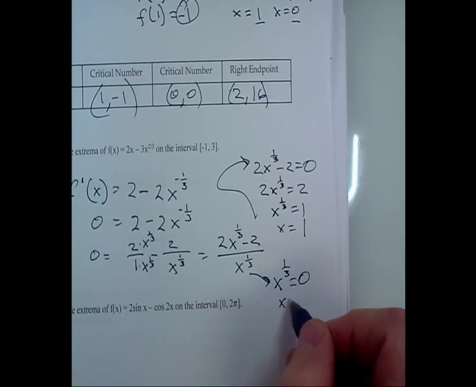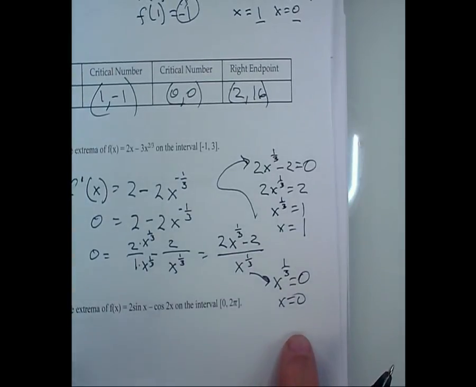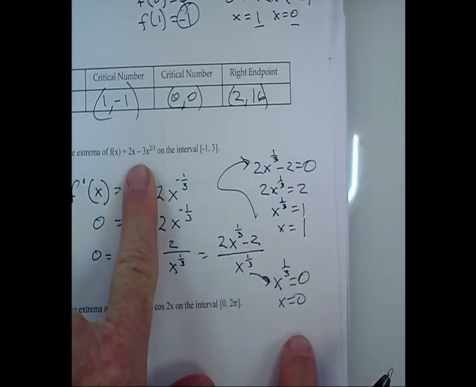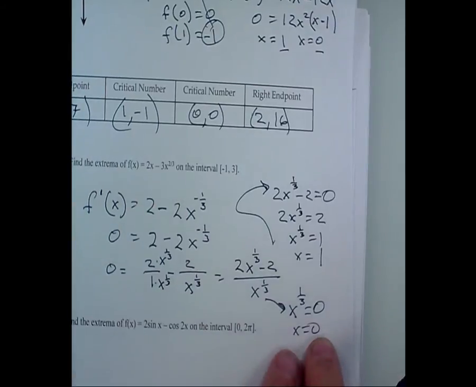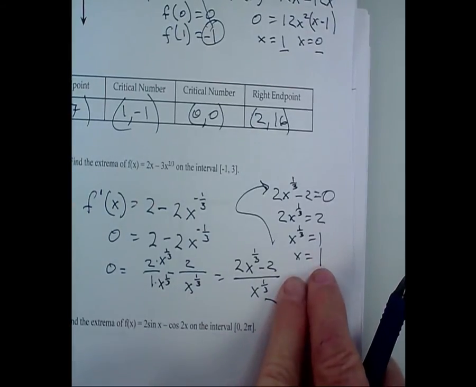And then I got to take this denominator and make that equal to 0. And I get 0. Why do I make it a 0? Because I can put 0 into here, right? It doesn't cause division by 0, so I'm allowed to put 0 into there. So this is a critical number, and this is a critical number.